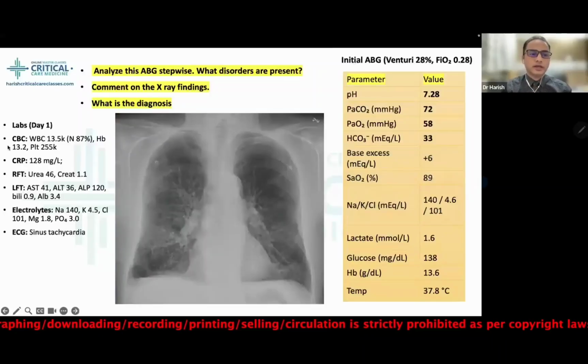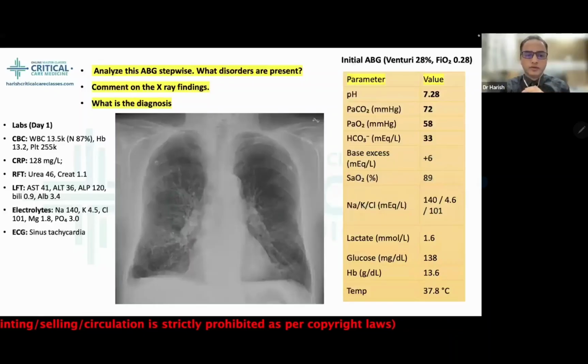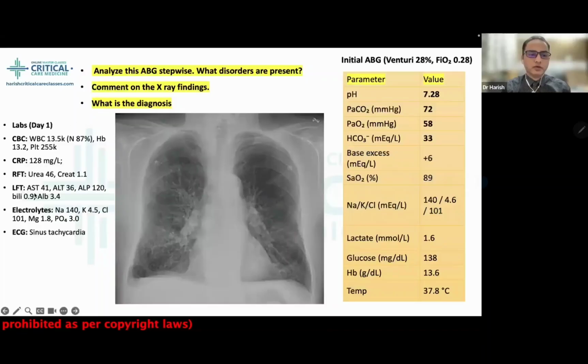We got a CBC: total count is 13,500, platelets 2,55,000, CRP is elevated at 128, urea 46, creatinine 1.1. The other LFTs look normal, electrolytes look normal. ECG shows sinus tachycardia. So these are some of the preliminary investigations we had.